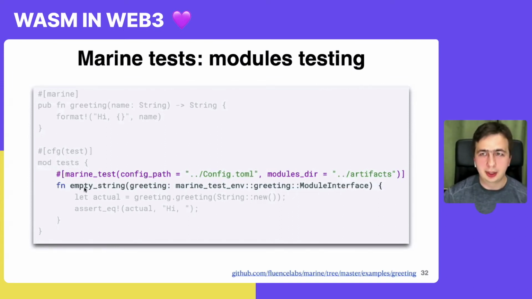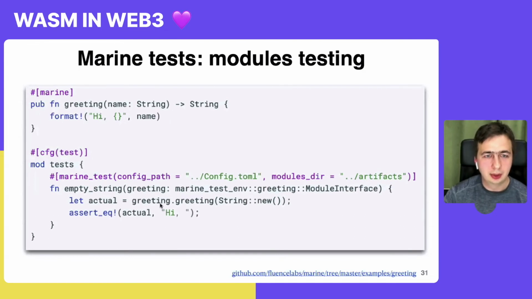And here, instead of just the test attribute that we would write in vanilla Rust, we need to write marine_test. And in the attributes, we should specify the path to the config file and the path to the modules, the folder that contains all modules of the service. We also should specify an argument like this one. This is all the code that should be generated by this macro. And inside it, we can operate with export functions from this module.